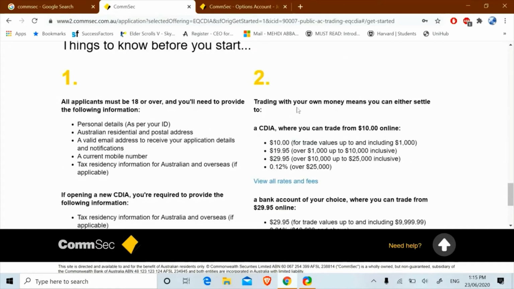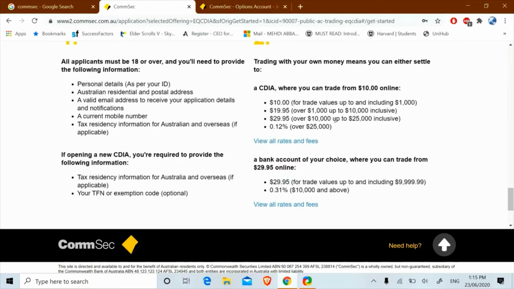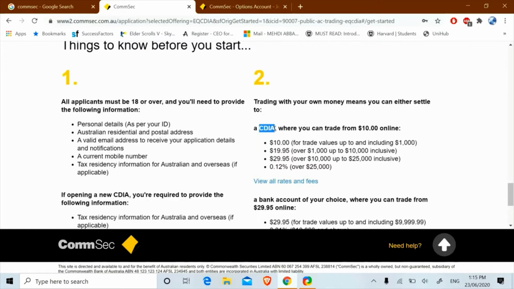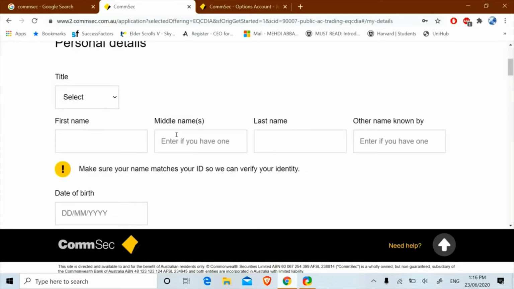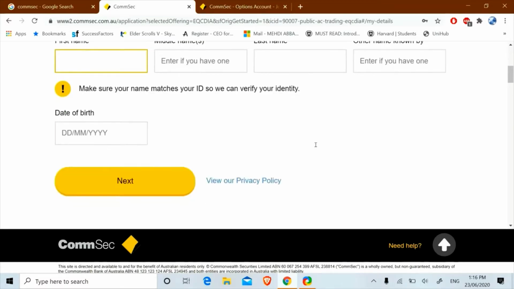You must keep an eye on the fees that are involved. Opening up a CDIA has lower fees than the direct account. With CDIA, it's only $10 per trade for trades of less than $1,000, and then it goes $10 higher every time. Then you just continue. You want to fill up all your details here, your date of birth and everything.